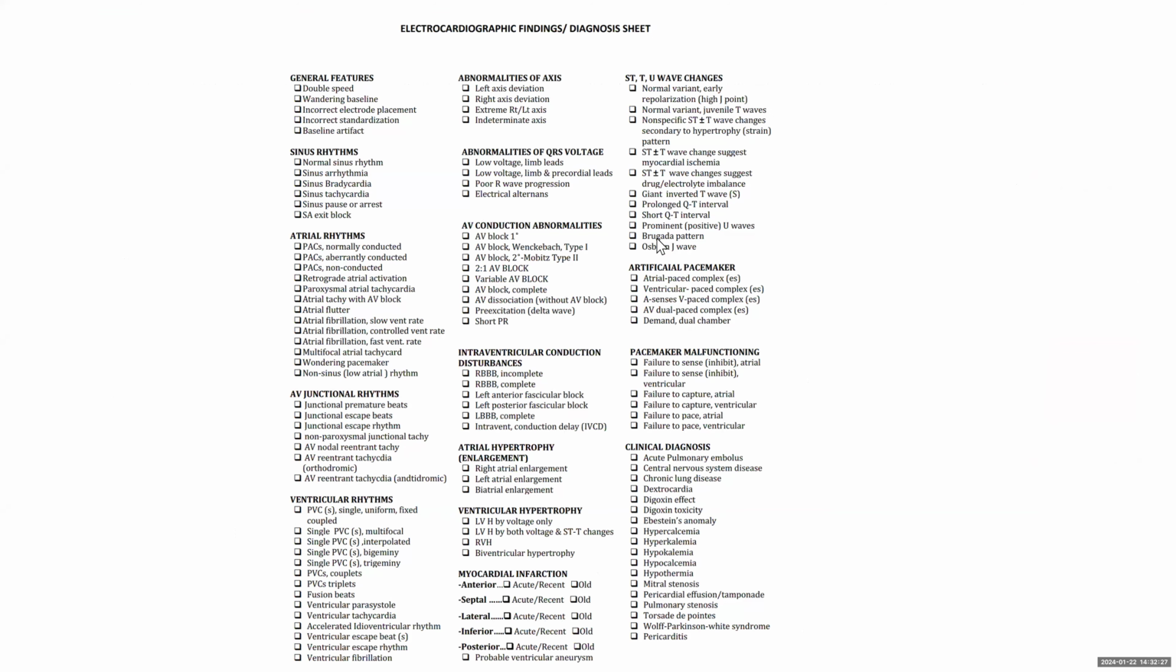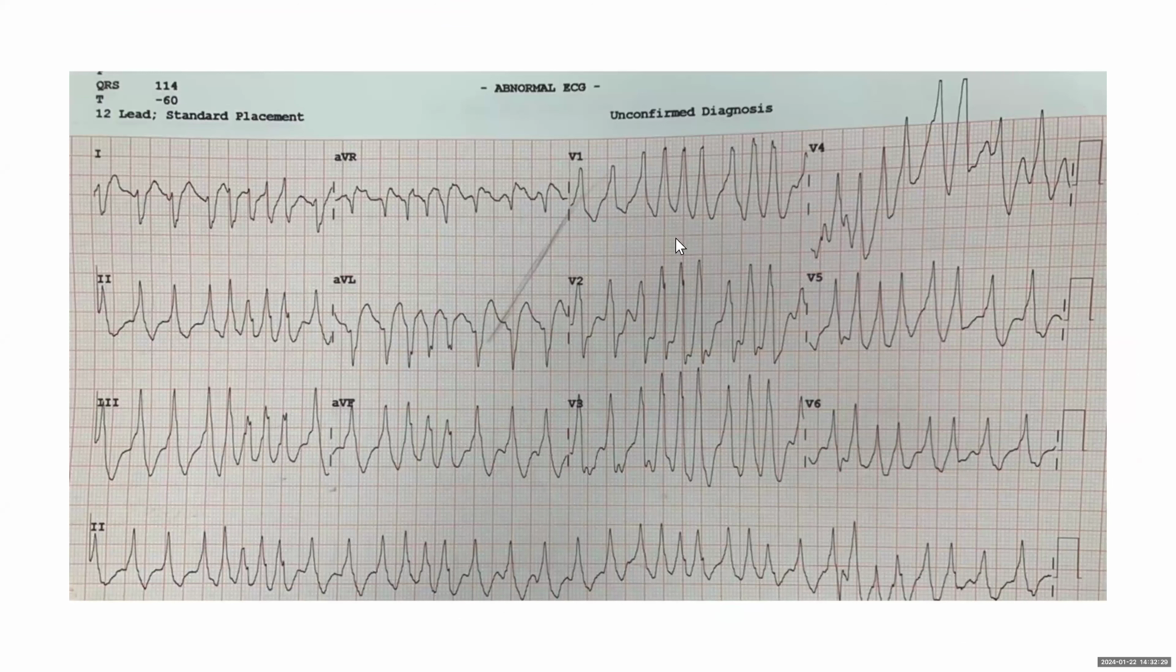Back to the ECG. Did you say we code AV dissociation? No, I don't think you can code AV dissociation. This is pre-excited AFib.